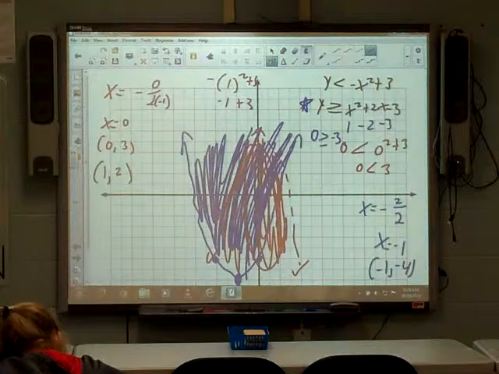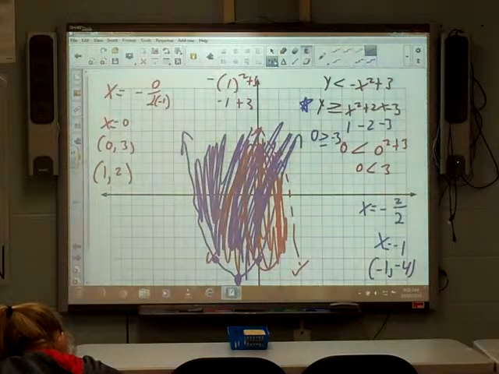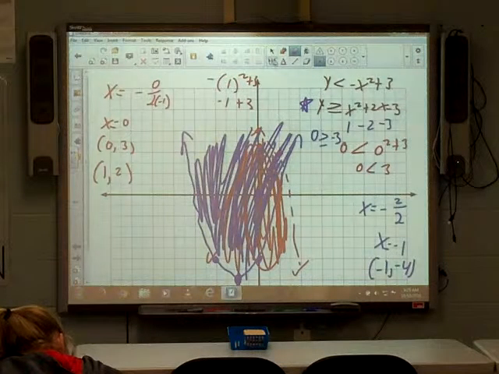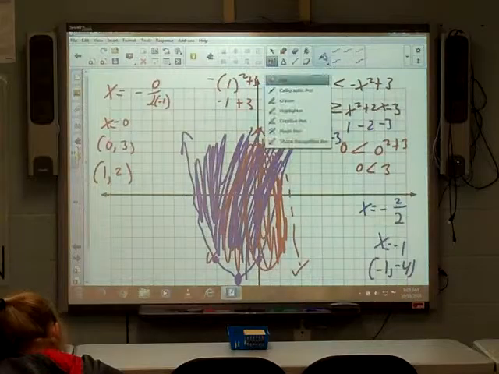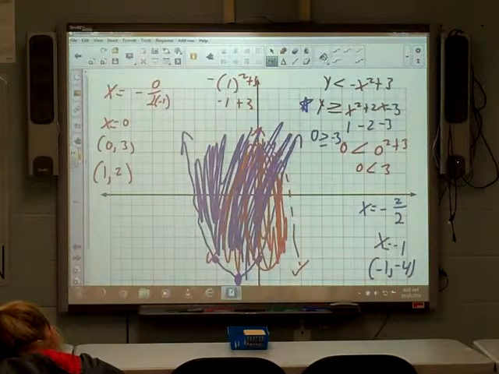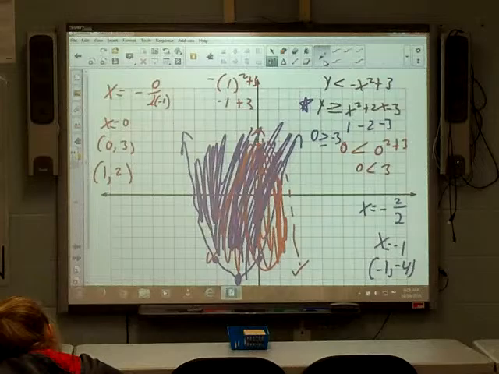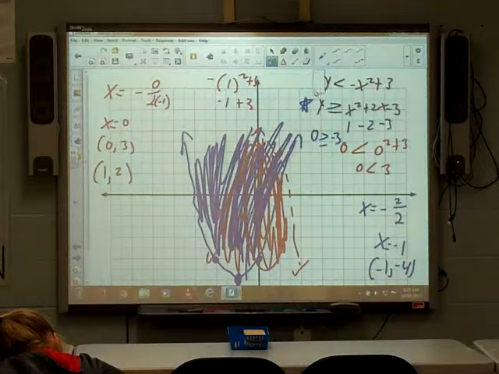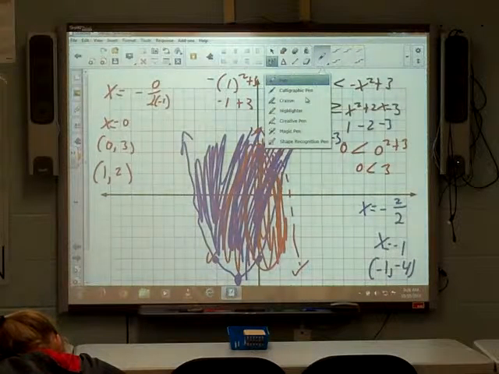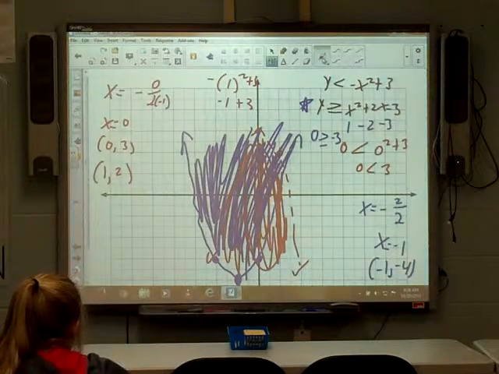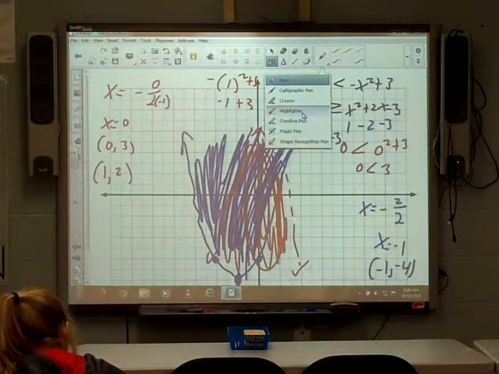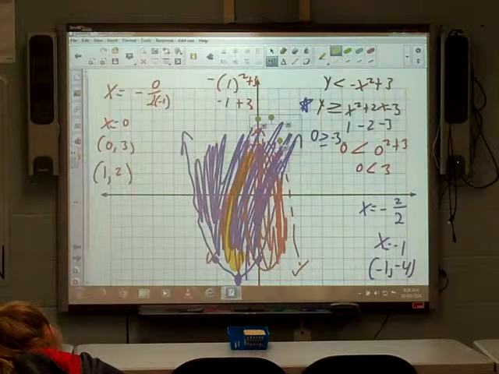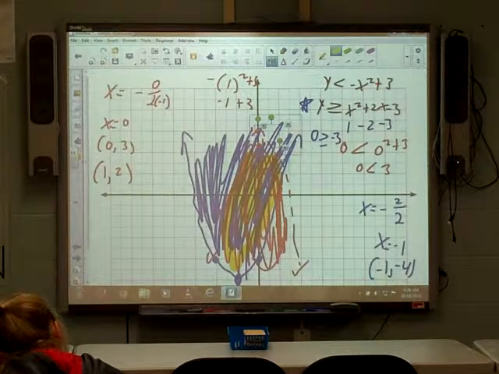Now your answer for this beautiful stuff that we need to call Miss Cook and let her come look at, your answer is the part where your shadings overlap. So everywhere where I scribbled, I'm trying to get a highlighter and it's not cooperating. Why isn't it working? Everywhere where I scribbled red and blue should be there, right?